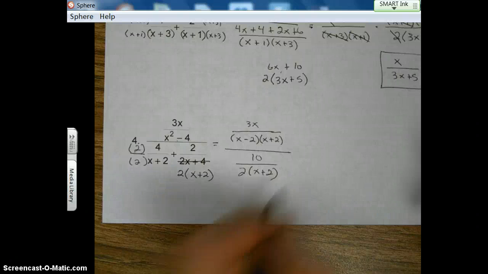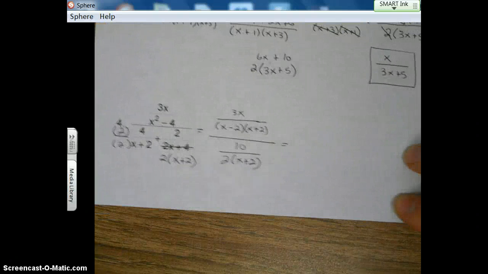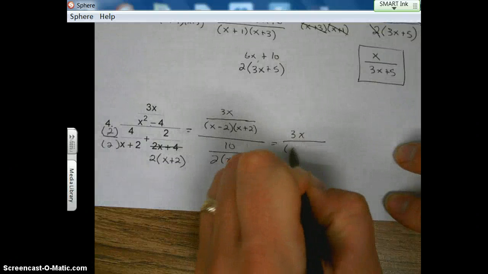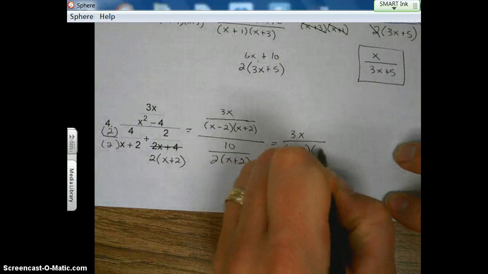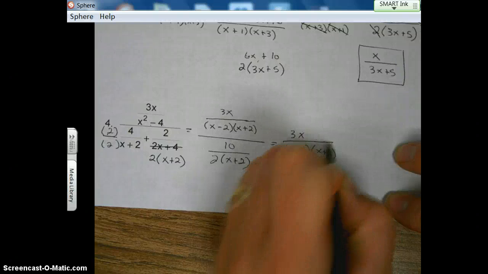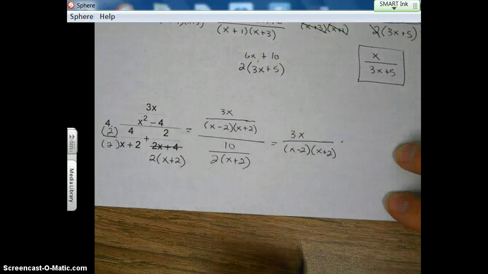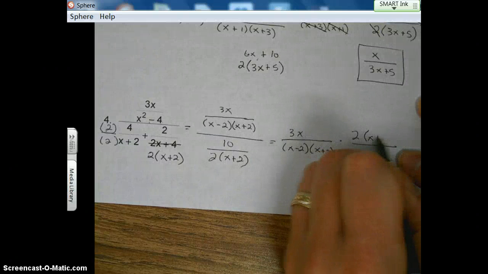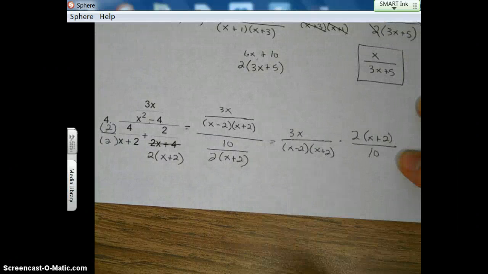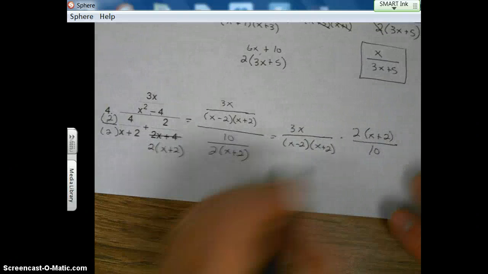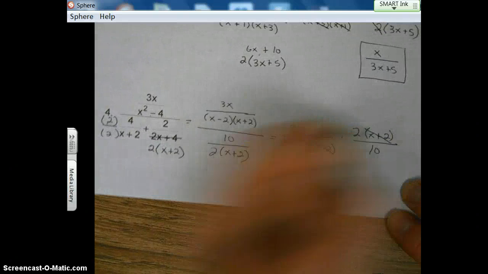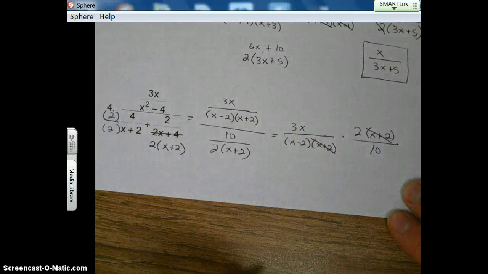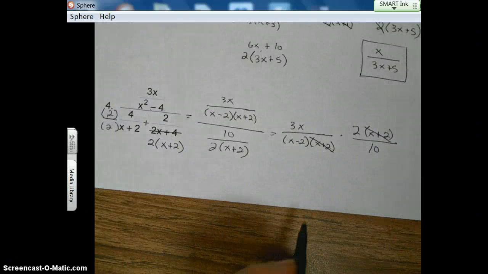All right, keep moving. Rewrite the numerator. Change division to multiplication. Do the reciprocal. I don't know why, but this is my favorite part. Canceling. Love it. X plus 2, x plus 2. No more groups to cancel, so we look at our terms.